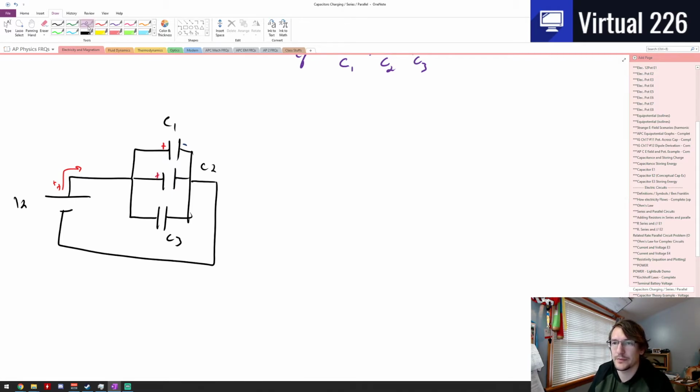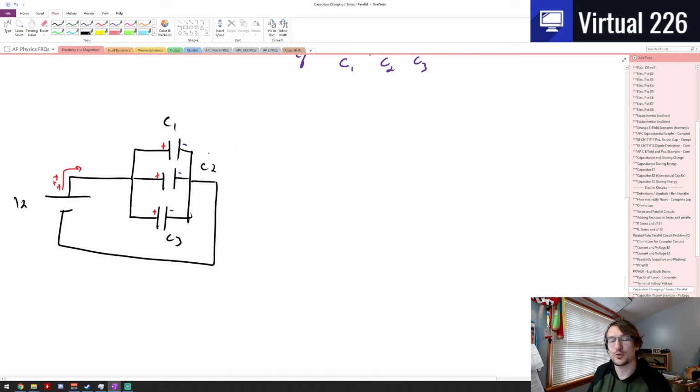Bloop. Negative charge. Next charge comes out. Where do I want to go? Well, I don't want to go to C1 or C2. They have charges on them. I don't want to deal with that. I'm going to go to C3. Yay! And what essentially happens here is that each capacitor will build up its charge, okay?